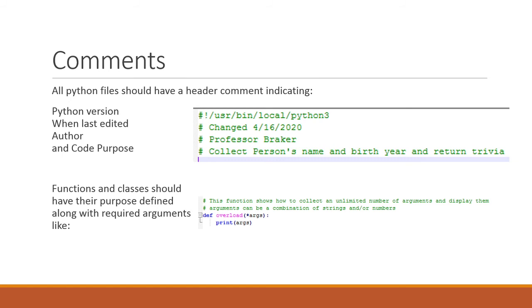You should always put a change date in there. It's always good to know how current this code is. You should put who is creating the code. In this case, I've just got Professor Breaker. You may want to include your website. You may want to include your email address. I would probably not do that, but I would include my website or my organization. If you have a GitHub account, you might want to include your GitHub account.